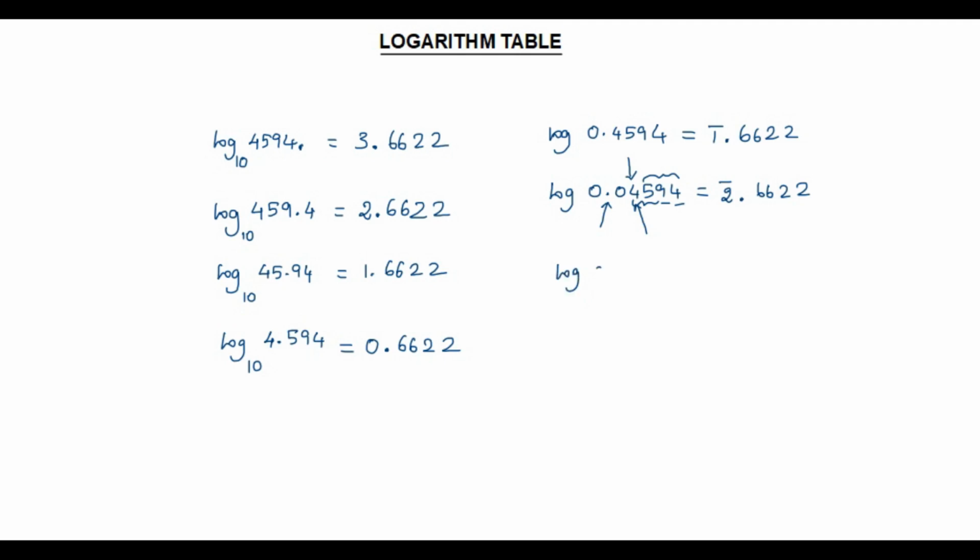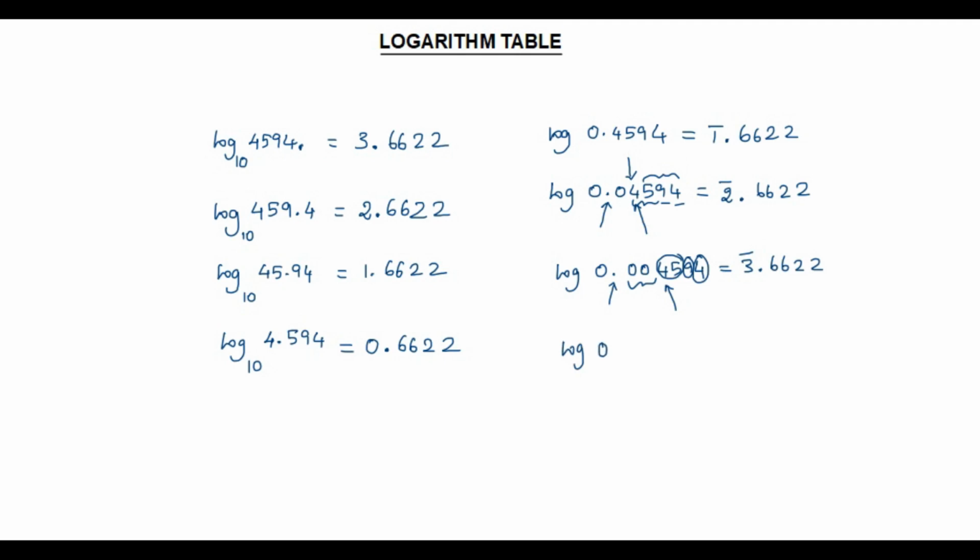Okay, now let's look at the next example. Log 0.004594. Here also we don't have any digits before the decimal, and also the first digit after the decimal point is 0. Between the decimal point and the non-zero digit we have two zeros. In the previous case we got 1 zero and we took bar 2 point, but in this one we got two zeros between the decimal point and the non-zero number 4. So here what we need to do is take bar 3 point. In the logarithm table, 45th row, 9th column, mean difference 4th column, we'll be getting 6622.